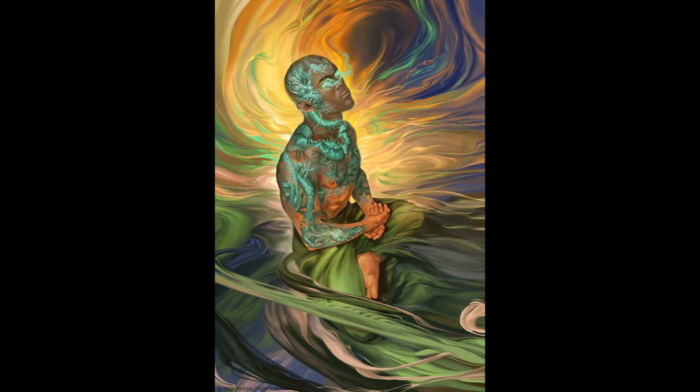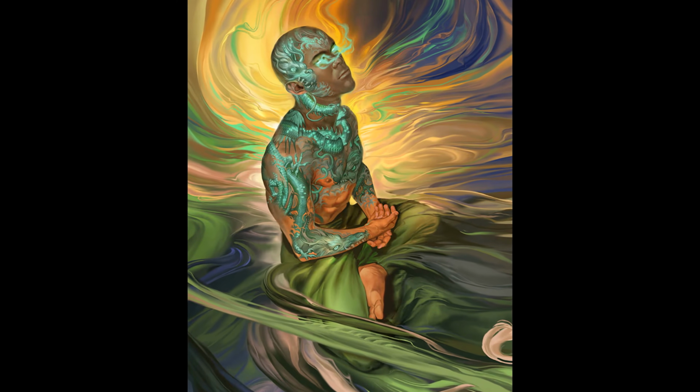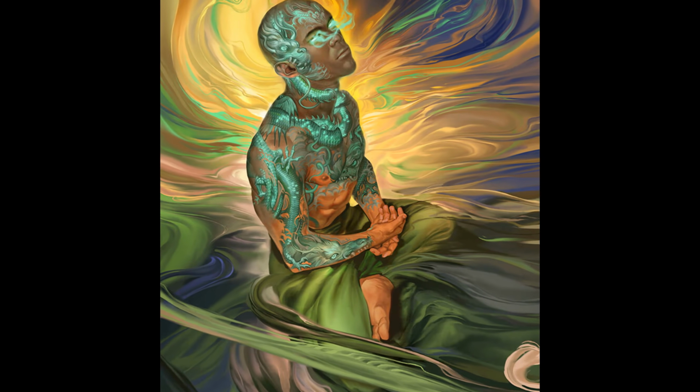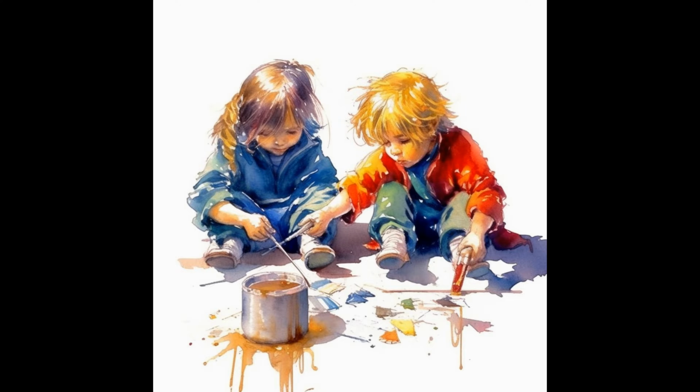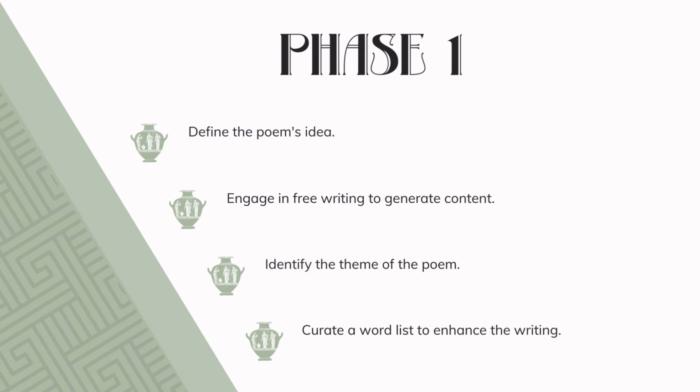Writing poetry from the soul will draw out a deeper meaning each time you write a poem. With these things in mind, you should be able to revise your poem in a way that makes it more effective and impactful. It helps to paint what has been discussed so far with an example, so let's start with Phase 1. Once you have the poem's idea, free write some content, identify its theme, curate a word list, identify its poetic form, and the structure and the way it will be told.